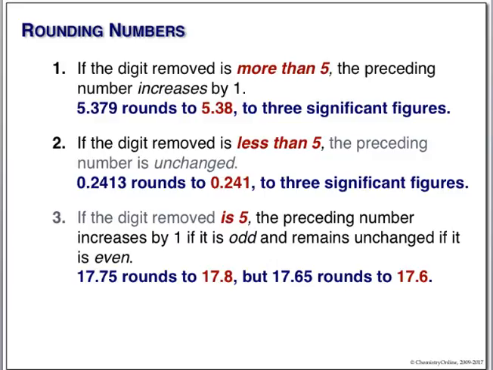Any questions on that? Wait, so why can't it be 17.7? That one. This one? No, the other one. This one? Yeah. Well, because you're going to round this down. If this was a 7 here, that would be an odd number. Always shoot for even.